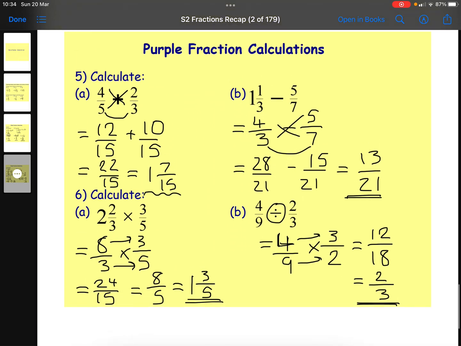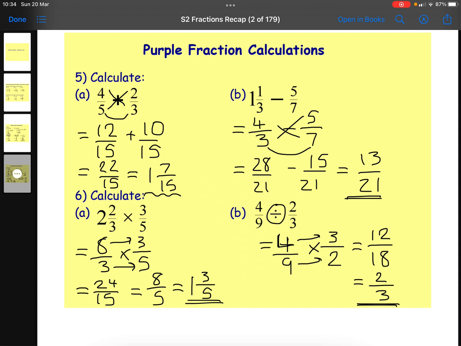Okay. So those are the basics of the calculations. It recaps the full topic that we saw with fractions. Of course, we completed that topic over several weeks, but this was just a recap of it.